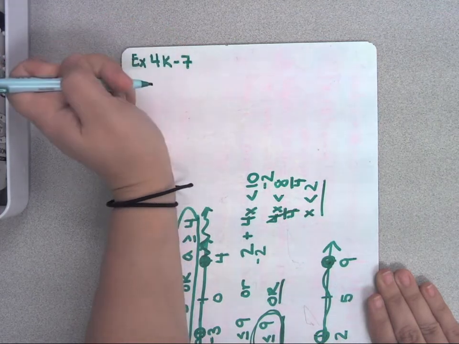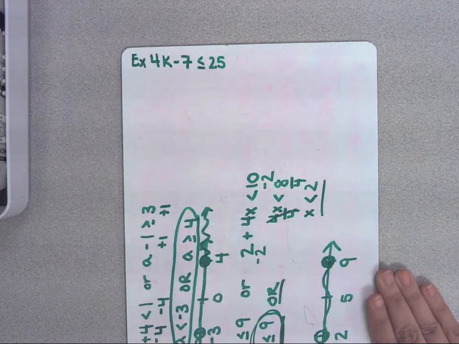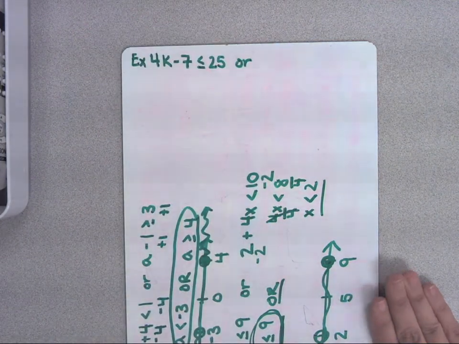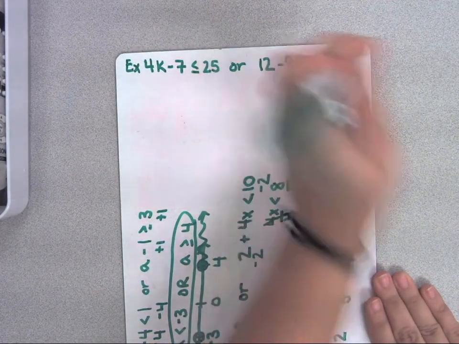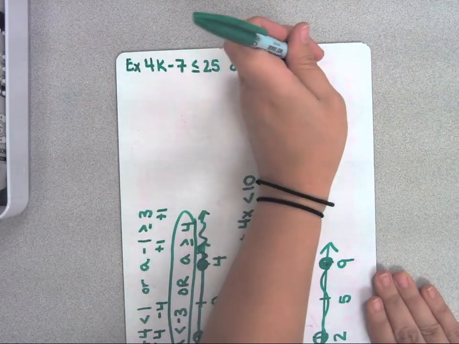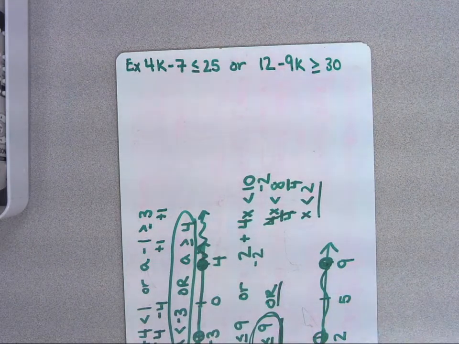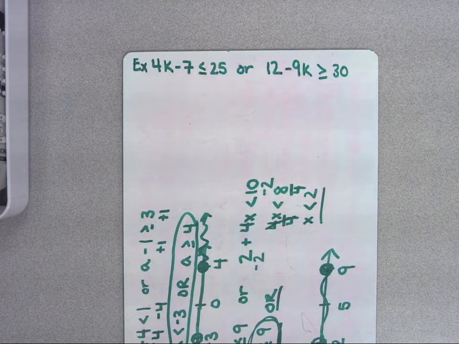4k minus 7 is less than or equal to 25. Or, this one has a special thing to it. 12 minus 9k is greater than or equal to 30. So these both have 2 steps. Also, I see a negative k in there, so it's going to change something. Try it out first real quick. Let me get a drink. See what you can do. The second inequality is the tricky one.